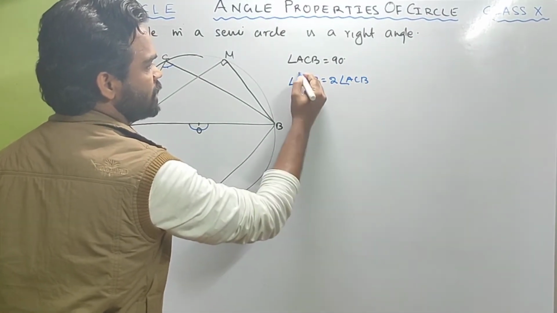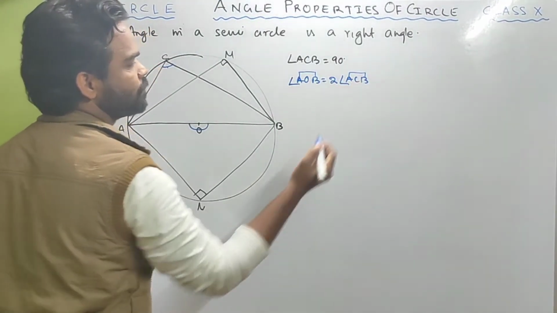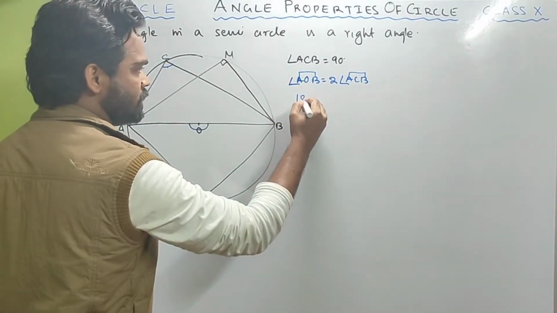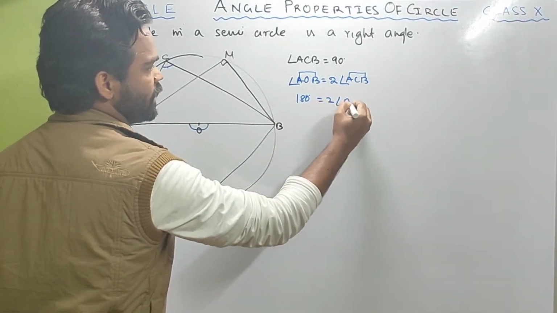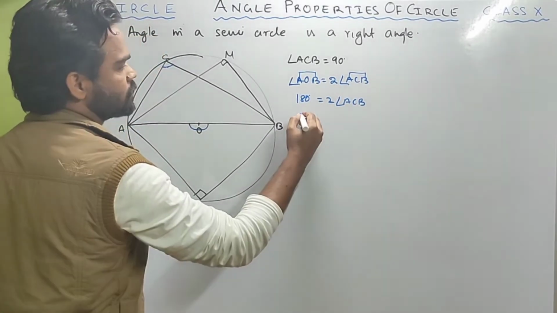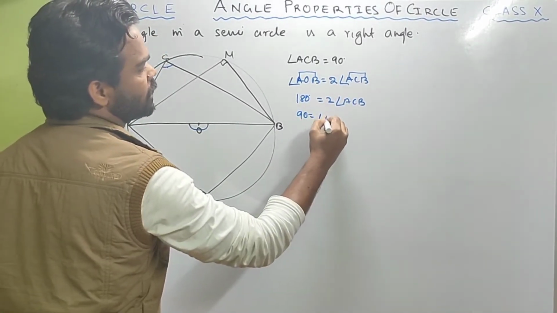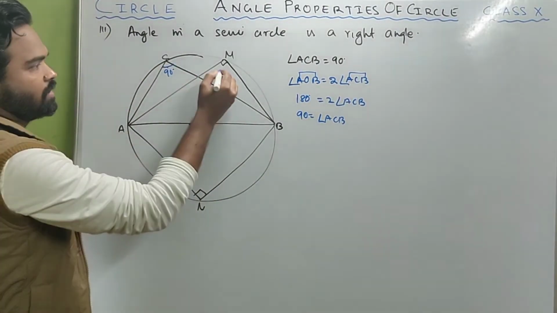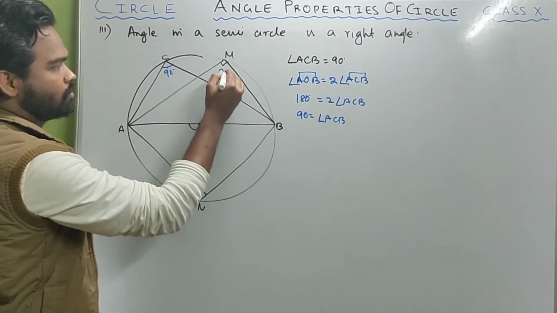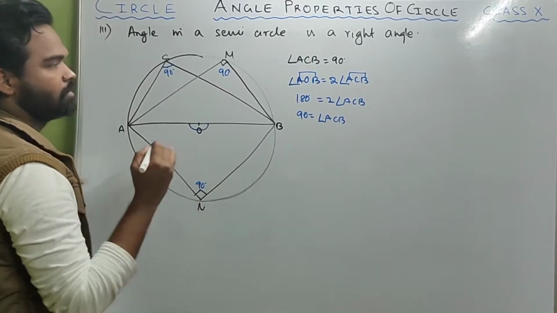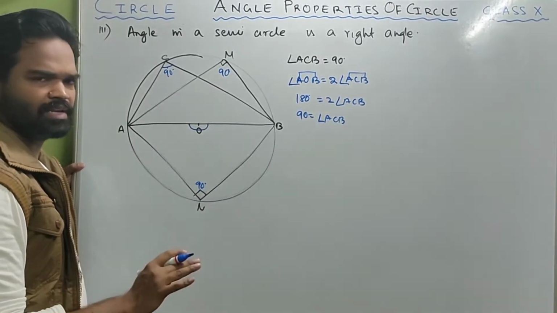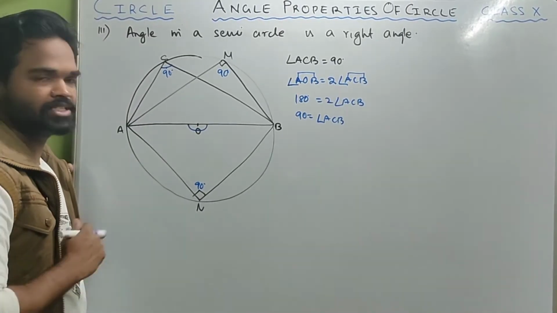ACB, see the segment is the same, AB, AB. Now we know AB is a straight line, so angle AOB is 180 degrees, which will be twice angle ACB. So 90 equals angle ACB. So this angle will be 90 degrees, as well as this angle, or you talk about this angle, all 90 degrees. Clear? Very easy. Now look at the next theorem.